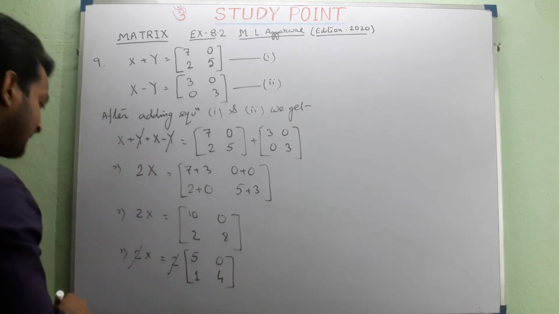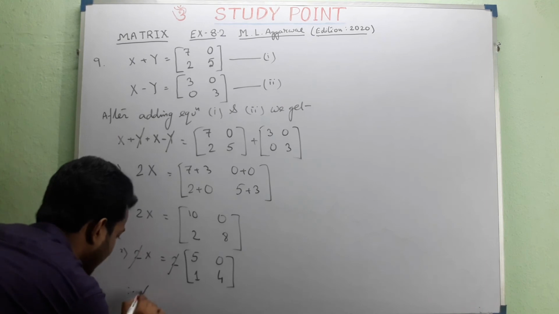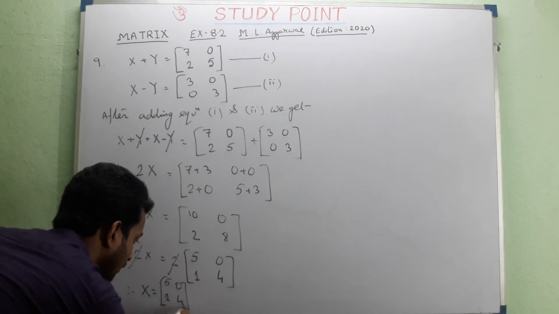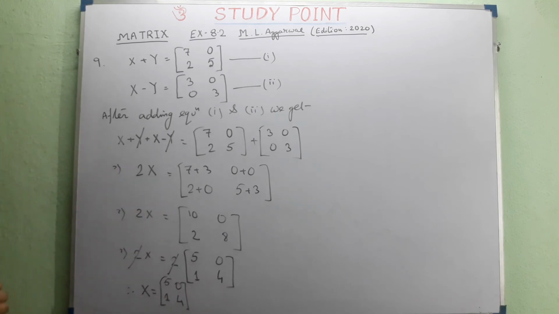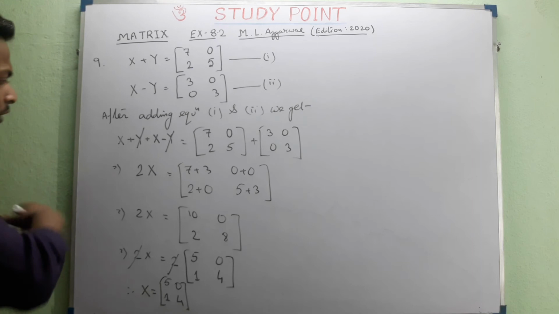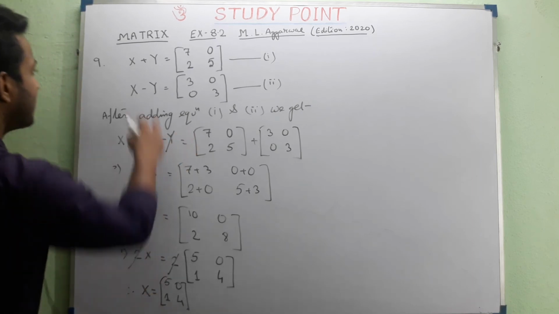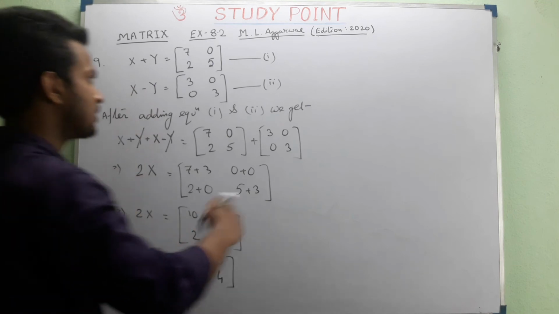2 and 2 will get cancelled, and x is 5, 1, 0, 4. This is the value of the x matrix. Now how do we get the value of the y matrix? We have to put the value of the x matrix in either equation 1 or equation 2.